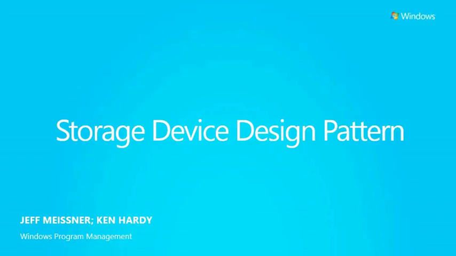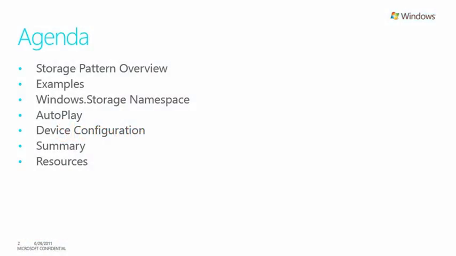So what we're going to talk about is storage device design patterns. We'll do a brief overview of the pattern. I know George Russo's covered the pattern in his general pattern discussion. I'm going to touch on some of the things that he brought up previously and also go into a little bit more depth. Talk about an example. We'll go through the Windows.Storage namespace, cover AutoPlay scenarios, device configuration, and then have a summary.